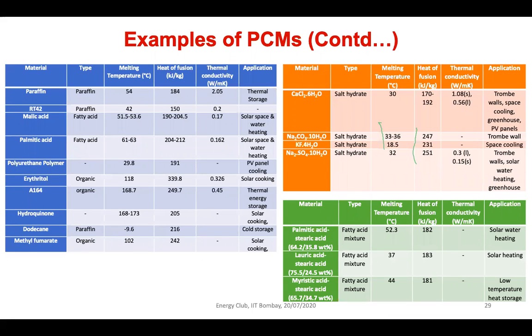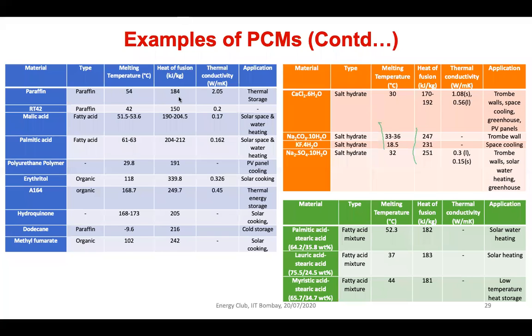Some examples I have listed down. On the left-hand side, it shows organics like paraffin; RT42 is a commercial name of one type of paraffin, manufactured by a German company, and A164 is again a commercialized phase change material. On the right-hand side, you see molten salt based materials, and in the right-hand corner, the table shows that palmitic acid, some type of acid, can also be used as a phase change material.